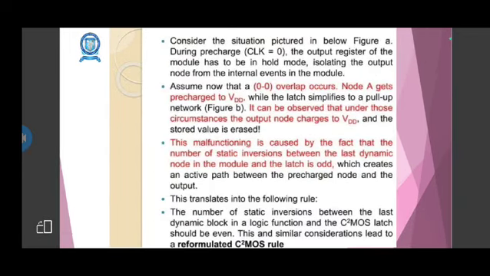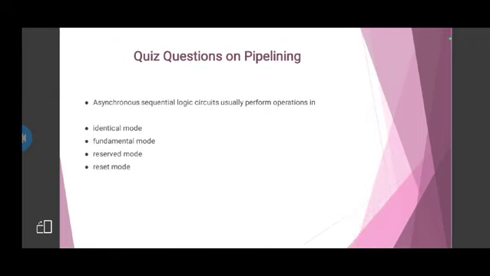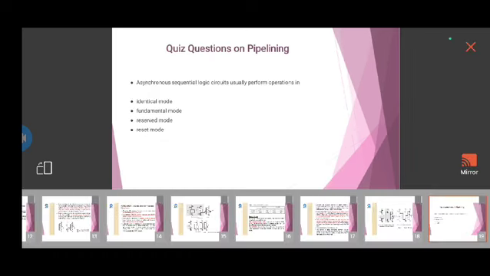Considering the situation pictured in the figure, during precharge the output register of the module has to be in hold mode, isolating the output node from the internal events in the module. Also, we can assume that a 0-0 overlap occurs. A gets precharged to VDD while the latch simplifies to a pull-up network. It can be observed that under these circumstances the output changes from VDD downward. Here we can also talk about static logic and dynamic registers. A synchronous sequential logic circuit is usually operated in fundamental mode, reserve mode or reset mode.